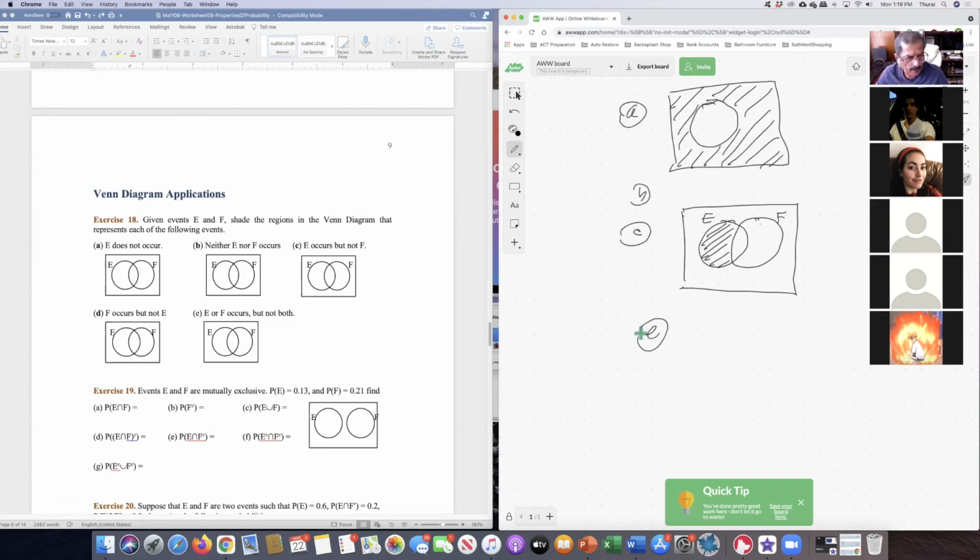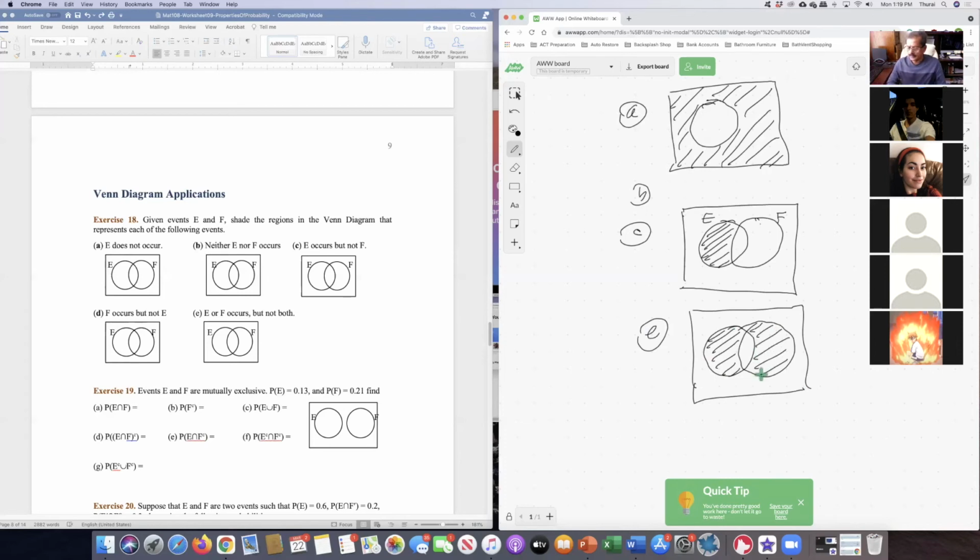Going down to part E: E or F occurs, but not both. Both circles without the intersecting part, right? Both should not occur according to this. That means the intersection should not be part of it. So this is what it is.